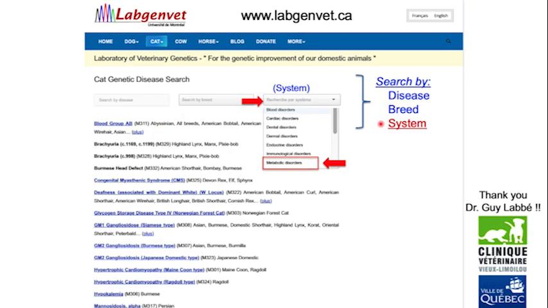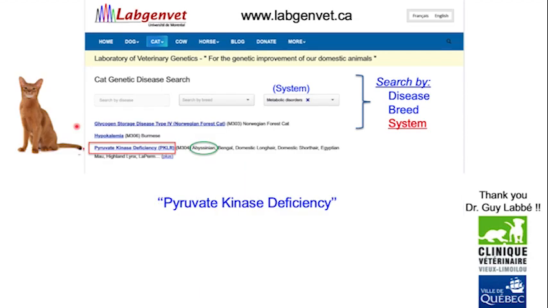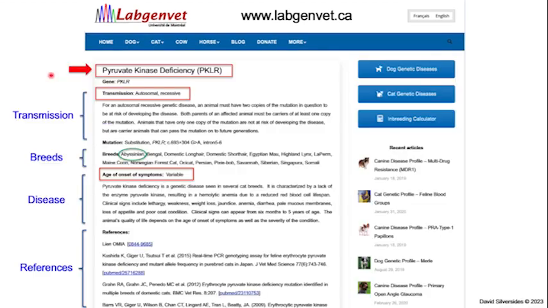And thirdly, I'm going to search by system, and I'm going to click on metabolic disorders, which brings up the list of genetic metabolic diseases. And here we have pyruvate kinase deficiency once again, and also the Abyssinian breed. Finally, I'm going to click on pyruvate kinase deficiency to bring up a disease page. Here we have it, pyruvate kinase deficiency.